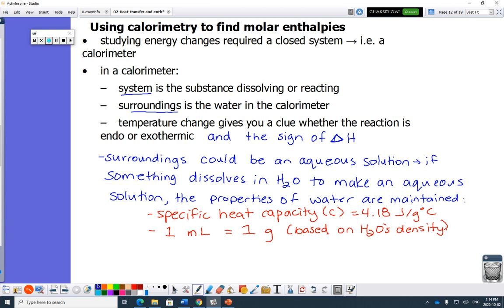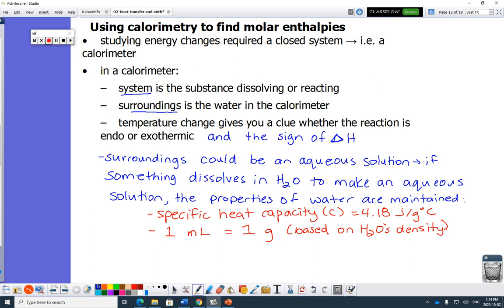If you try to go look up the heat capacity of, let's say, hydrochloric acid, which is a common solution you'll use, you won't find one, because it wants you to use water's. This property is from grade 11: 1 milliliter of water is equal to 1 gram.